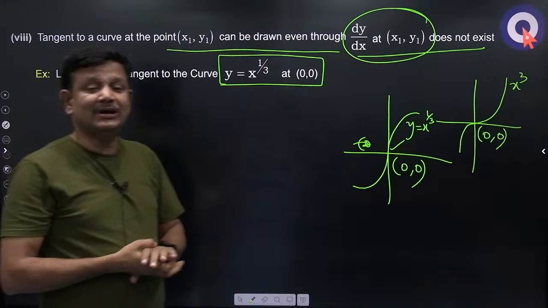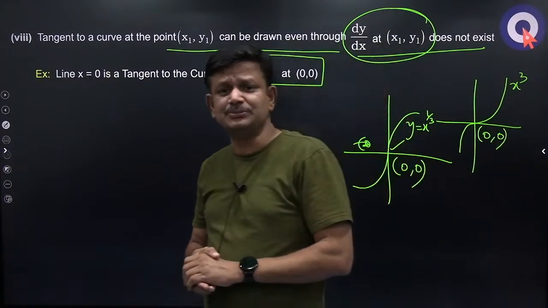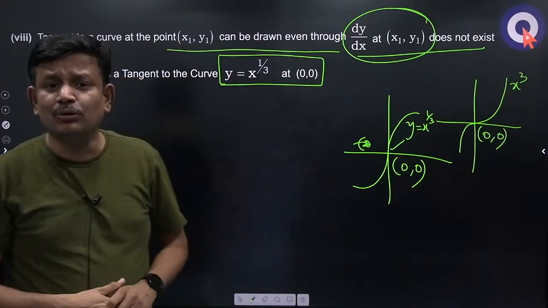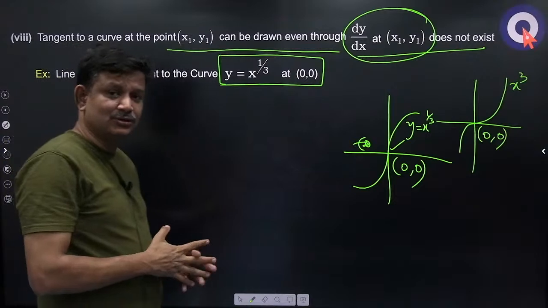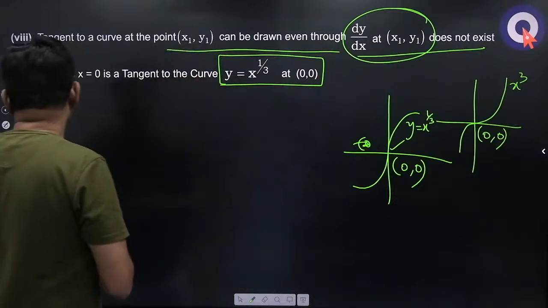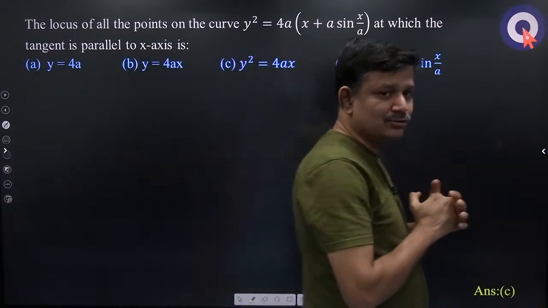So whenever dy/dx does not exist, look at the numerator or denominator of that expression, but don't conclude that there is no tangent. Check carefully. So straight away, let us jump on to questions.